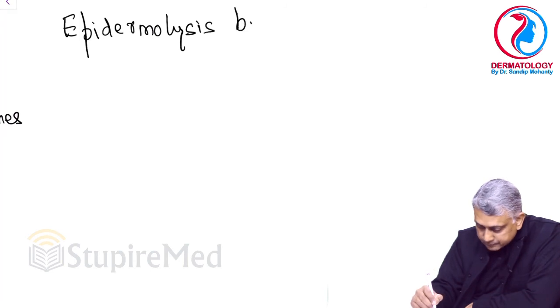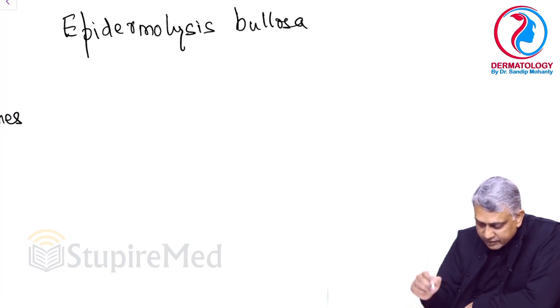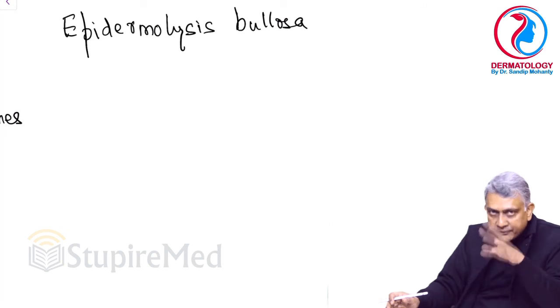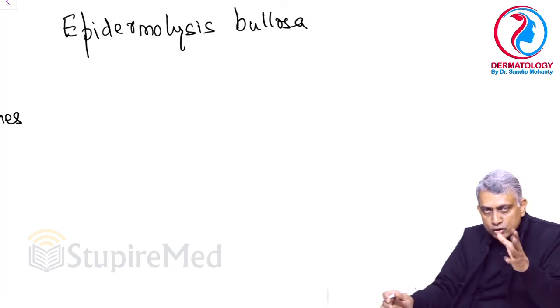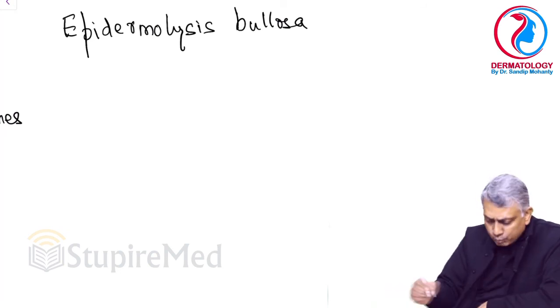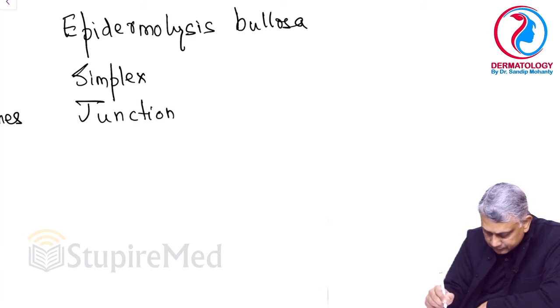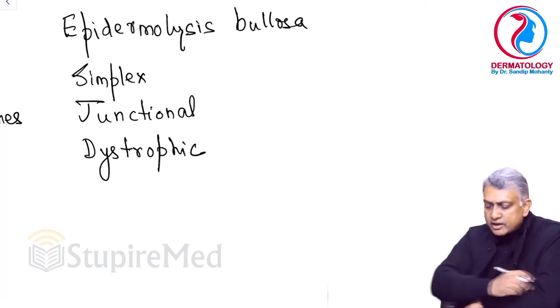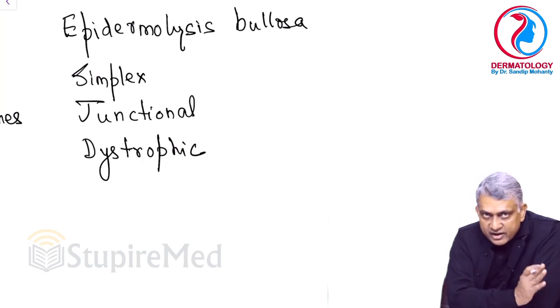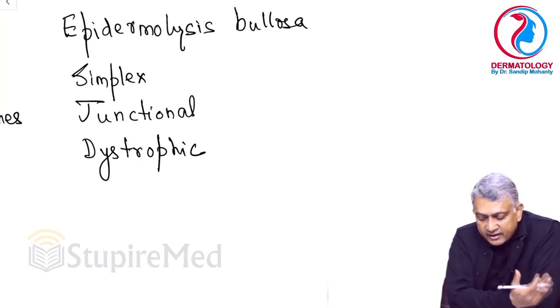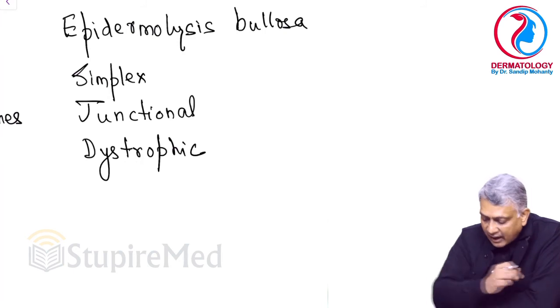Epidermolysis bullosa is a genetic disorder. There is a genetic defect in the epidermis. There are different types of epidermolysis bullosa: simplex, junctional, and dystrophic.